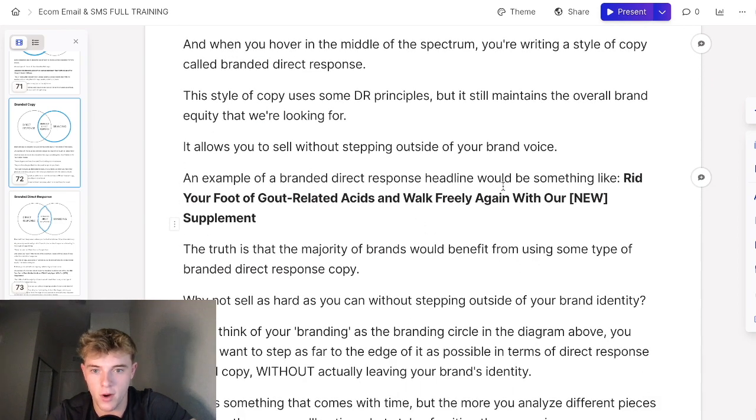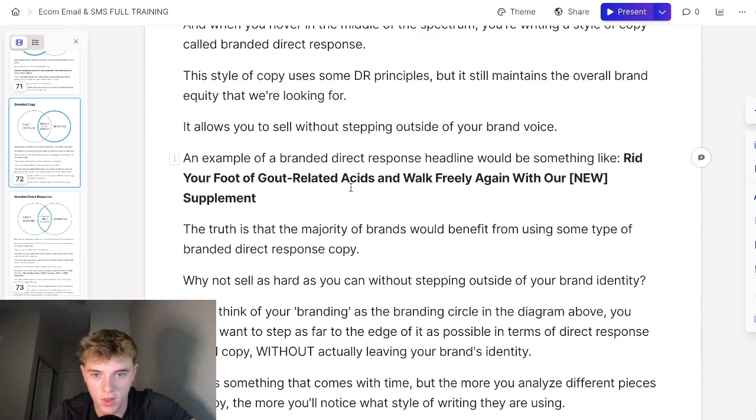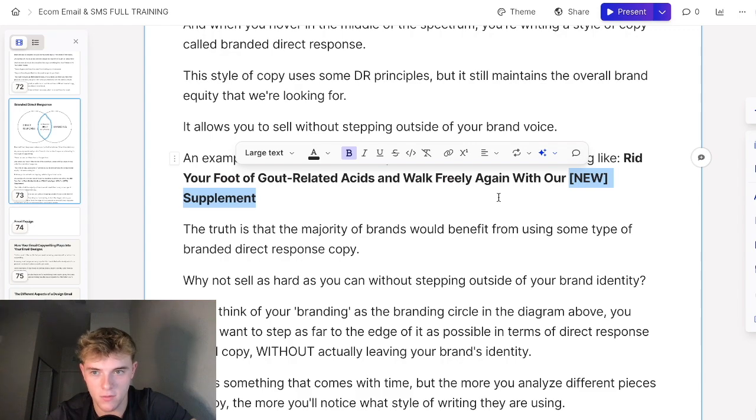So an example of a branded direct response headline would be something like, "Rid your foot of gout-related acids and walk freely again with our new supplement." So this is an example because it sells you and it's giving clear benefits and it's still branded. It's not too salesy. And the name of the supplement might be kind of a branded thing. So you can see it's selling you softly, but it's still maintaining the branding.